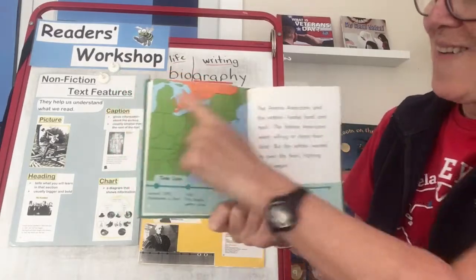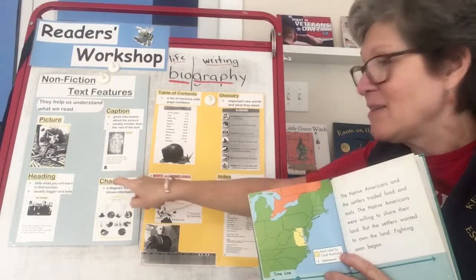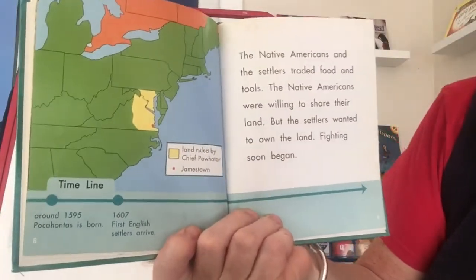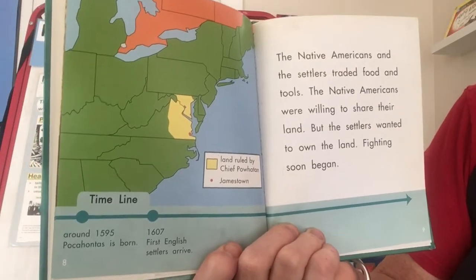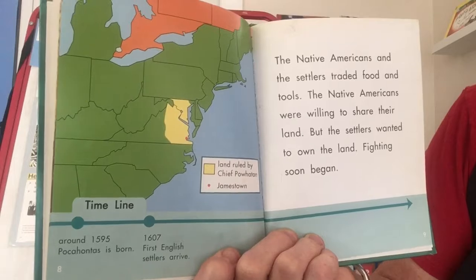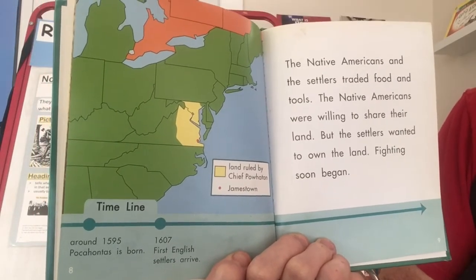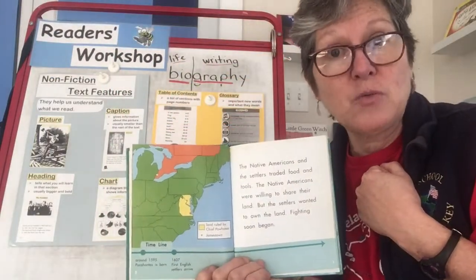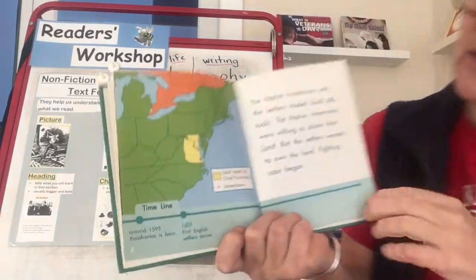Oh, wow. Now I see a map. And remember, a map is another kind of chart. The Native Americans and the settlers traded food and tools. The Native Americans were willing to share their land, but the settlers wanted to own the land. Fighting soon began. So to own something, right, is when it belongs to you and you only, and no one else can use it. And the Native Americans didn't agree to that.